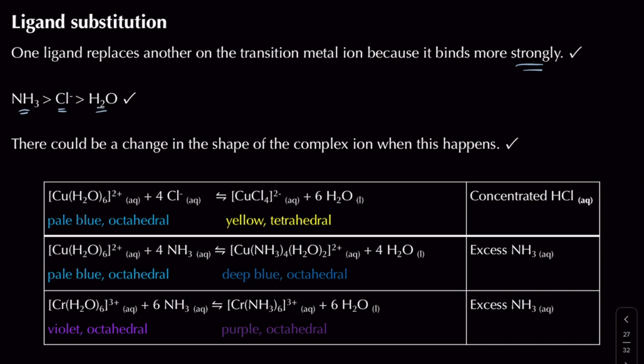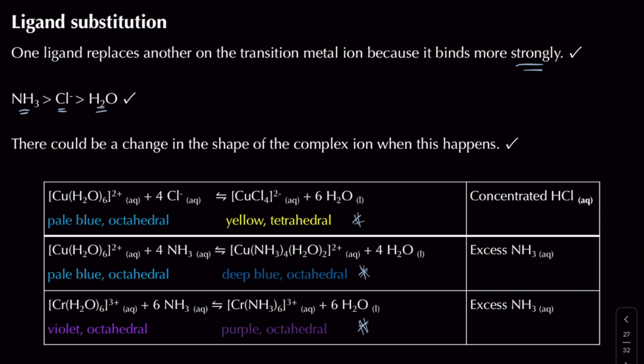Now, if we were to look at these three reactions you can see over here, we've actually got three examples of equations that you need to memorize. You've got different color changes for all of them. The first one goes from pale blue to yellow. The second one is going to go from pale blue to deep blue, and then the last one is going to go from violet to purple itself as well.